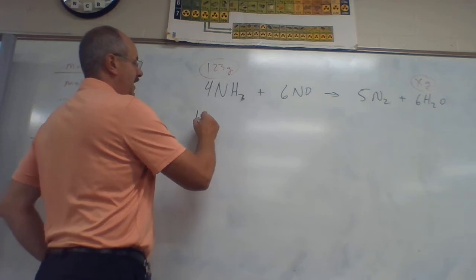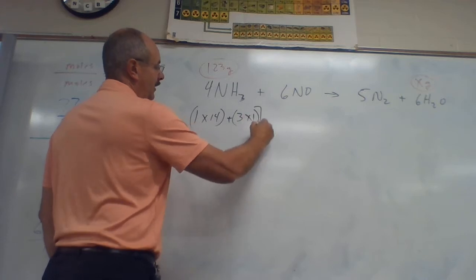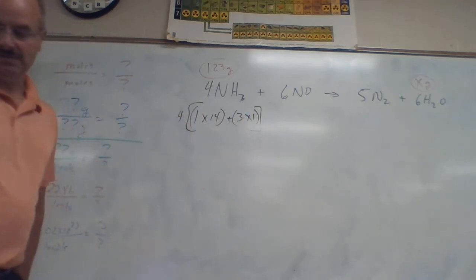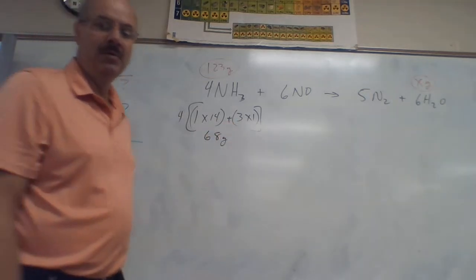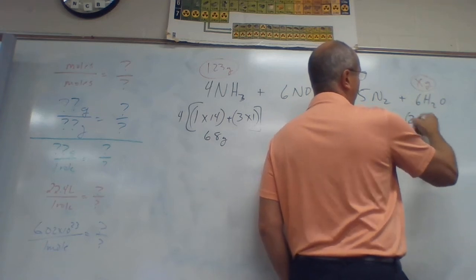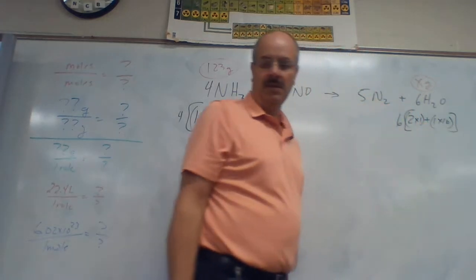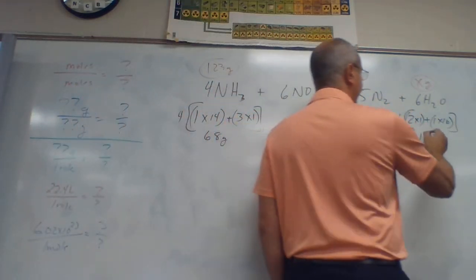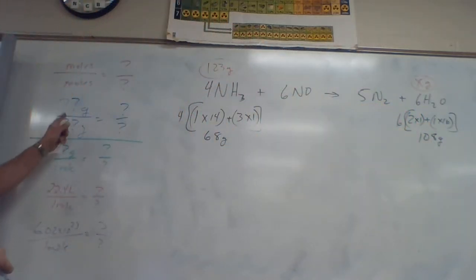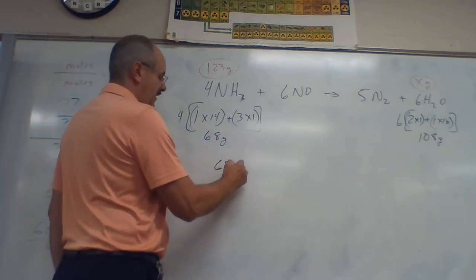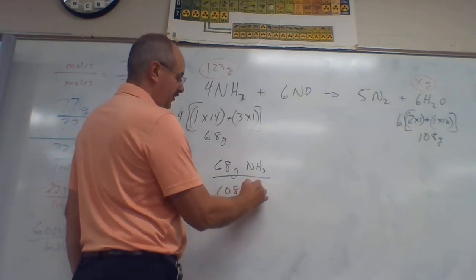So we've got to go 1 times the mass of nitrogen, which is 14 from the periodic table, plus 3 hydrogens times its mass, which is 1, and all of that times 4 that's out in front. If you multiply that out, you'll get 68 grams for that guy. Then we go to the water one. Well, it's 2 hydrogens times its mass, which is 1, plus 1 oxygen times its mass, which is 16. All of that times 6. If you multiply that out, you get 108. Now, according to the cheat sheet, I have to use those 2 and set up a ratio. So I have 68 grams of NH3 will make 108 grams of H2O.